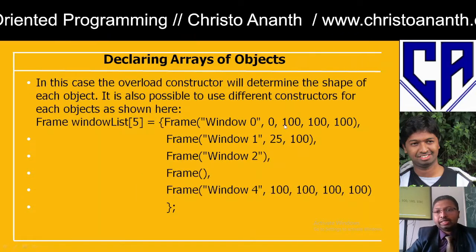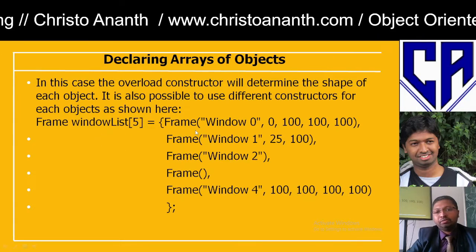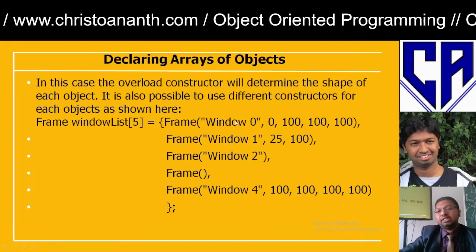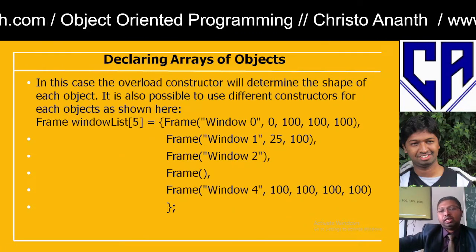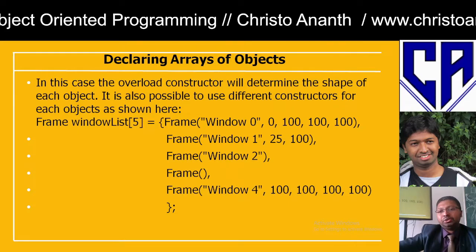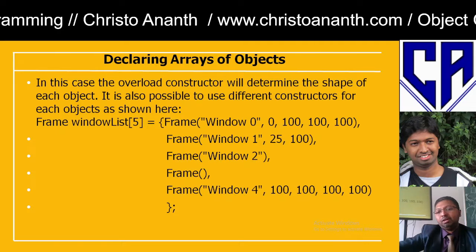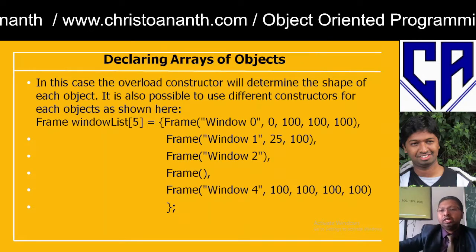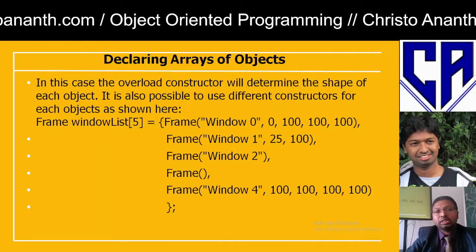So there is an example of an overloaded constructor. For example, in the window list, the frame window 0, here you are specifying different sizes. Window 0 has 4 values: 0, 100, 100, 100. Window 1 has only 2: 25, 100. Window 2 has no sizes. Window 3 has no window specification, but window 4 has 4. Okay, so this is an example of an overloaded constructor.